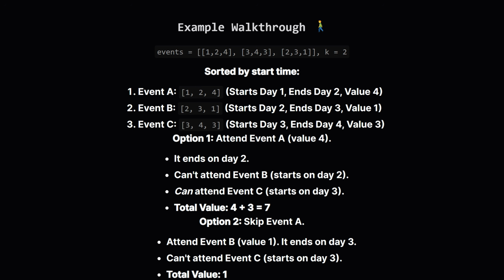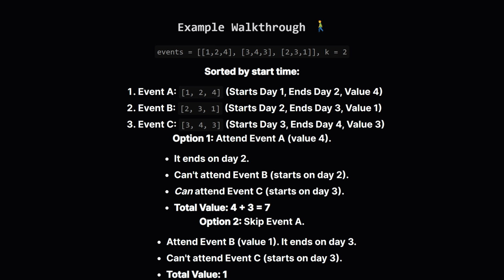Now, can we attend event B? Nope, it starts on day 2, which is an overlap. But we can attend event C, since it starts on day 3, so attending A and C gives us a total value of 7. What if we had skipped event A? Then we could attend event B for 1 point. It ends on day 3. Can we attend C? No, because it starts on the same day, so that path gives us a value of only 1. Clearly 7 is our answer.